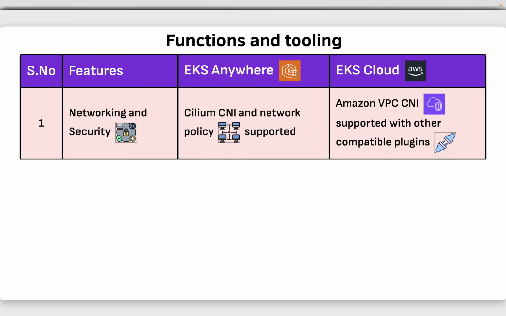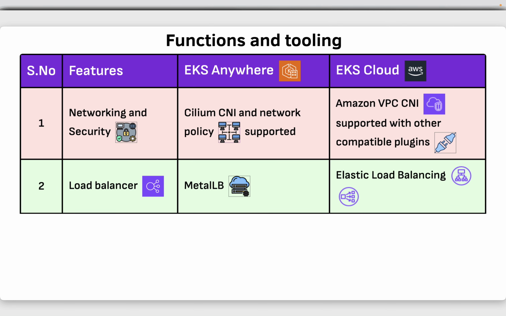And next, comparison in the field of functions and tooling. First feature, networking and security. For EKS Anywhere, you can use Cilium CNI and network policy is supported. For EKS Cloud, we have Amazon VPC CNI supported with other compatible plugins. And load balancer: for EKS Anywhere, we have MetalLB. This is a specific project or technology. And for EKS Cloud, we have Elastic Load Balancing.